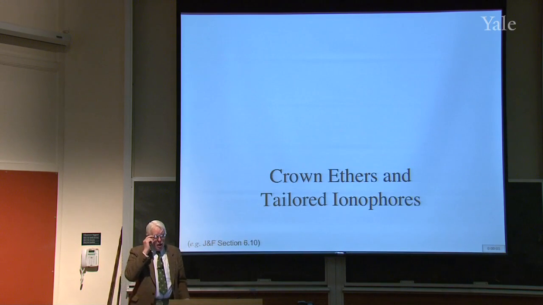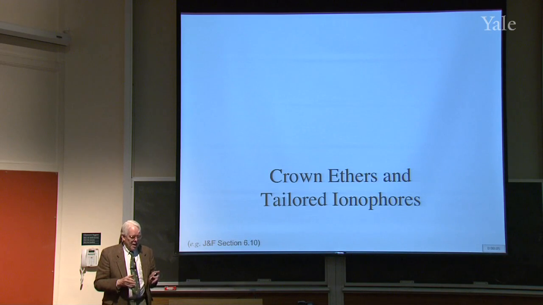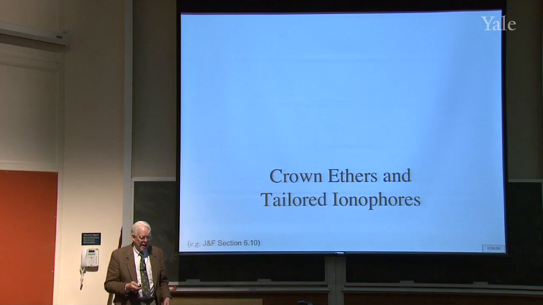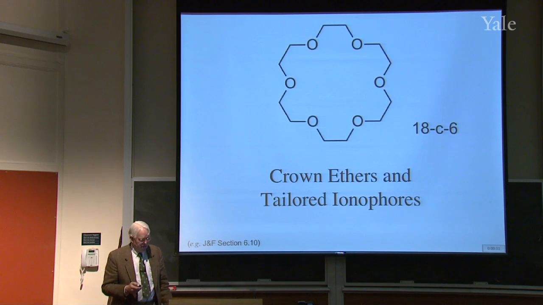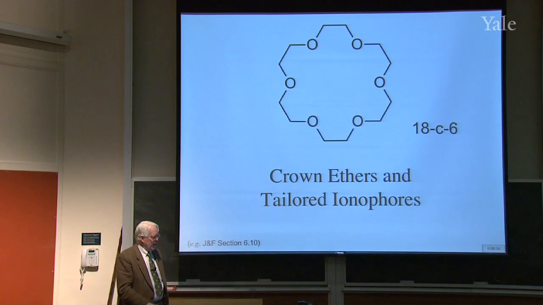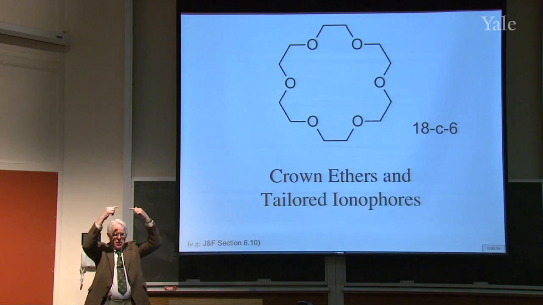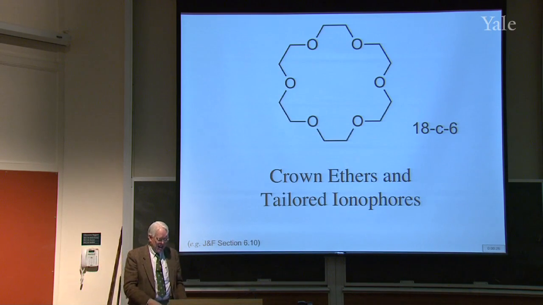Okay, now we're going to go on from this digression about water to talk about crown ethers and what are called tailored ionophores. So here's a crown ether. You have to be imaginative to see that as a crown, but you can sort of imagine putting it on your head and having all the little things go up around it. I suppose that's where the name came from.